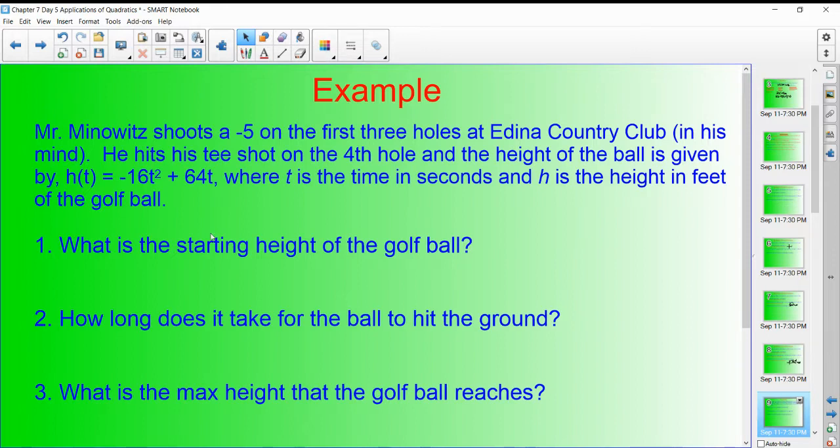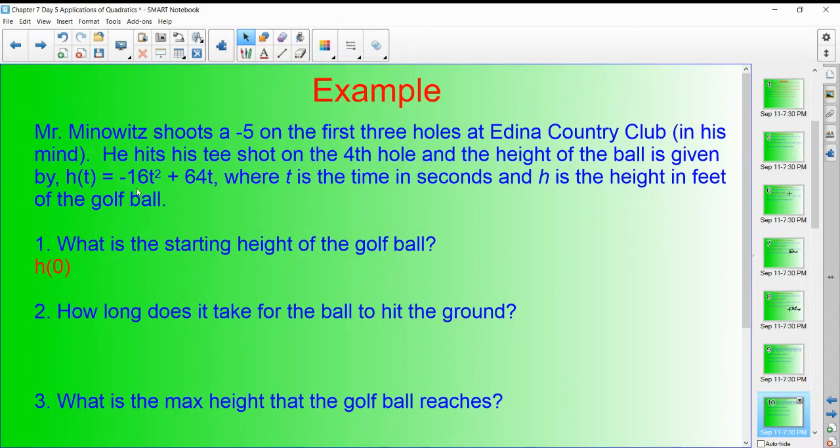I hit my shot, and here's the function that measures it. So the height of the ball over time is given by this function, negative 16 t squared plus 64 t, where t is time in seconds and h is the height in feet. And I want to ask 3 questions. What's the starting height? How long does it take for it to hit the ground? And what's the max height? These are the same 3 that we just looked at in the previous slide.